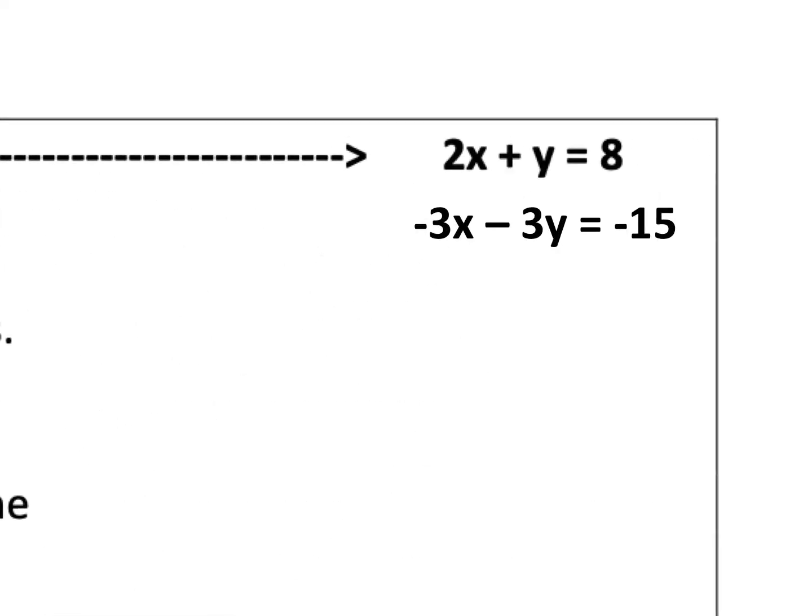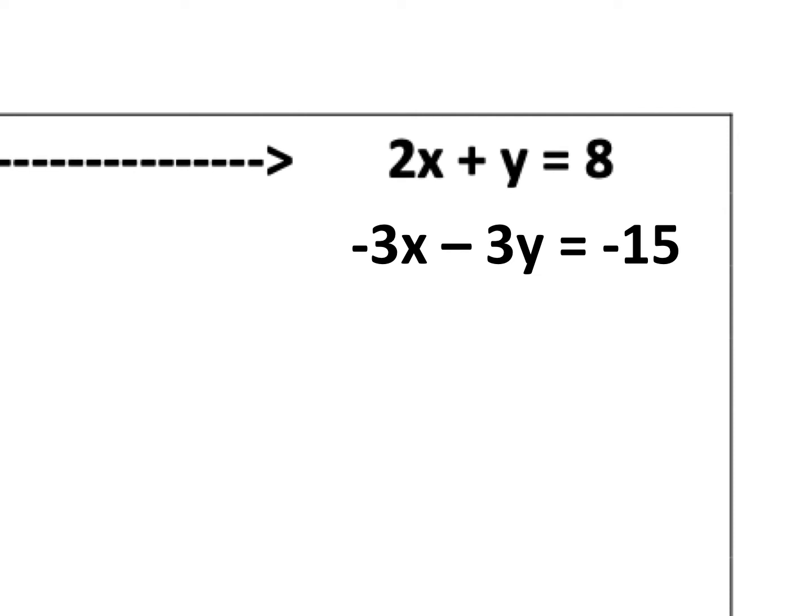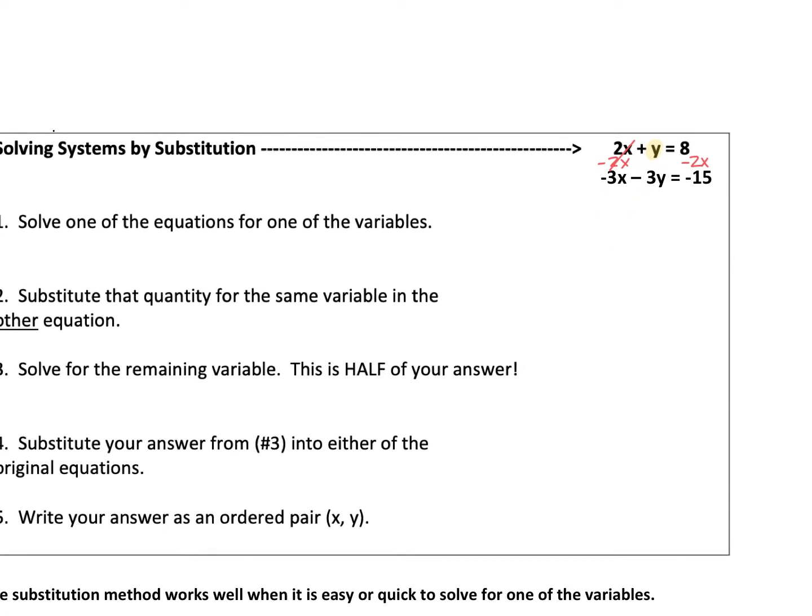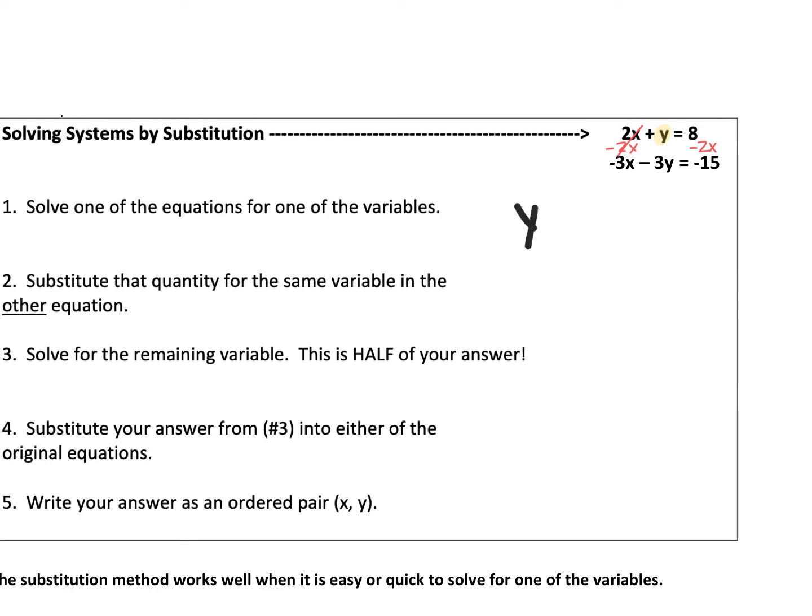So looking here at this system, you could easily solve this one for y. You see how it's almost alone? So if I subtract the 2x to the other side, then it would become, let's see, y equals 8 minus 2x. So that is solved for one of the variables. And then we're going to do substitution.